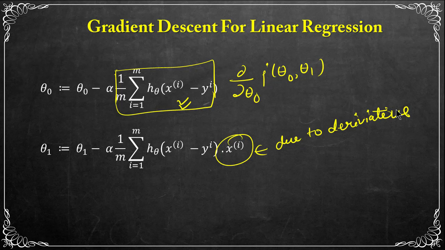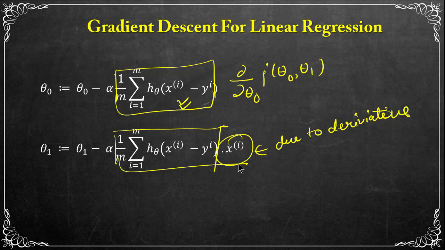Again, this is the partial derivative of our cost function, and doing the mathematical derivation is out of the scope of this course, so that's why I'm not doing that. But if you're a calculus student, you can simply calculate the partial derivative of J of theta 0 and theta 1, and you will get these values.